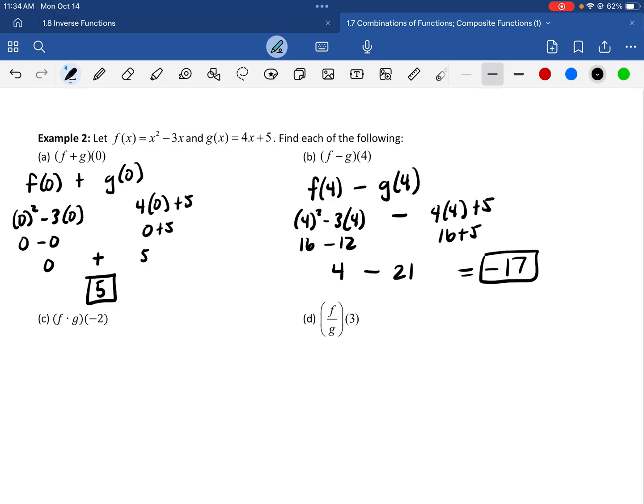All right. So you can just kind of see how these go. This one's going to be f of negative 2 times g of negative 2. And this one's going to be f of 3 divided by g of 3. All right, so you can go through and simplify those, and you can go onto the answer key there and check to see how you did on C and D.